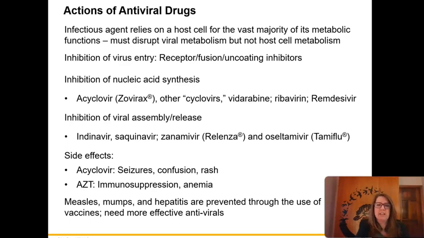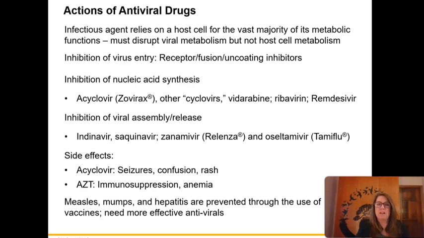But essentially, with our antiviral medications, we are trying to disrupt the viral metabolism, but not the host cell metabolism, because we know that viruses are hijacking the DNA or RNA of a host cell. So we want to be careful that we're not disrupting the actual host cell metabolism. There's a couple of different ways to do this. You can see them here.